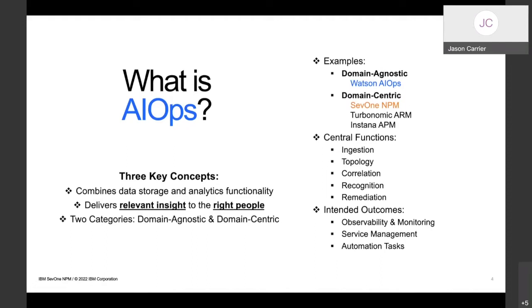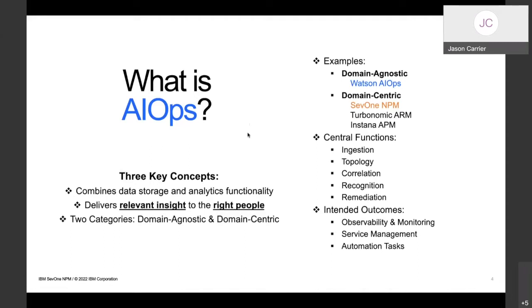AIOps platforms have different functions that they provide, and those functions drive outcomes for the users. In terms of the functions, we're looking at ingesting all the data, determining topology, correlating different things together over time periods, doing some recognition on patterns, what's good, what's bad, and then helping to remediate some of those negative patterns to get back to things functioning well within your network and your environment. The outcomes we're targeting with AIOps platforms are observability and monitoring, managing services, and automating tasks.